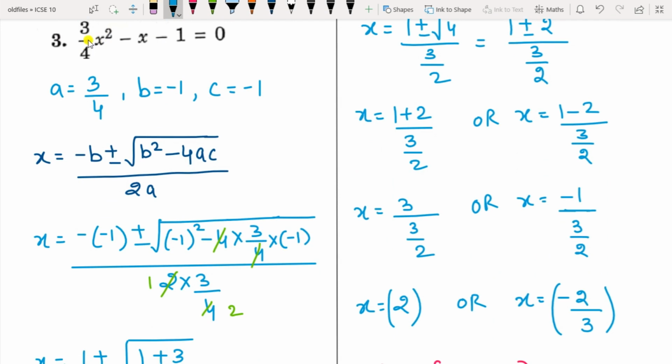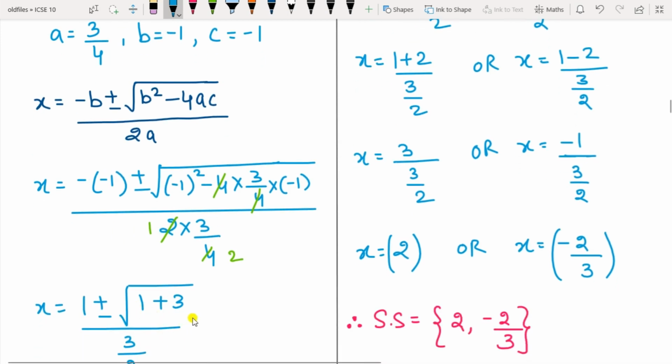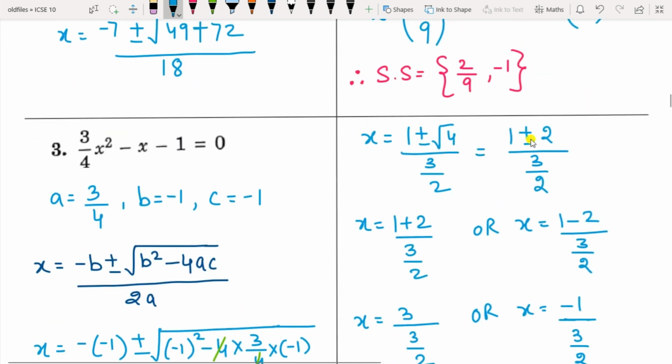Now in this case, here A is 3 by 4, B is minus 1, C is minus 1. So substitute the values for B as minus 1 here and A as 3 by 4, and minus 1 upon 2 into 3 by 4. Here 4 is getting cancelled and 2 1s are 2, 2 2s are 4. So it will be under root of 1 plus 3 is 4 here. So under root of 4 is 2 and this 3 by 2 will be inversed.